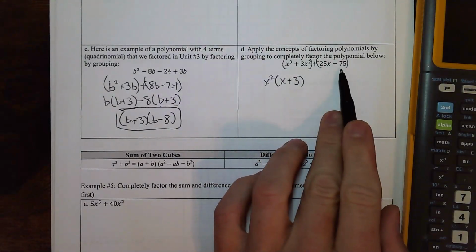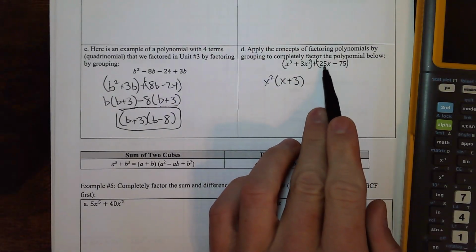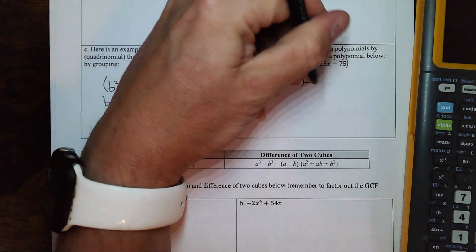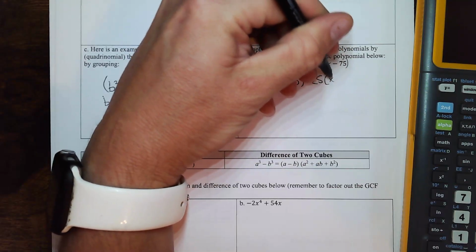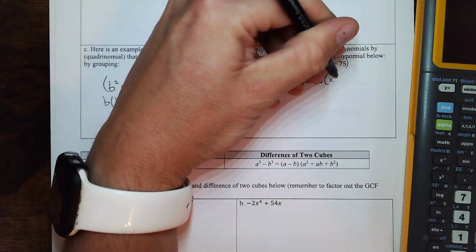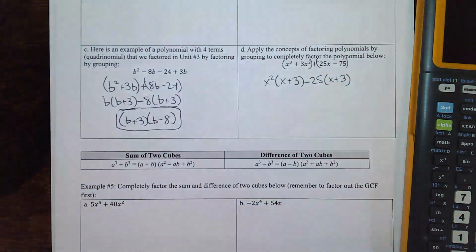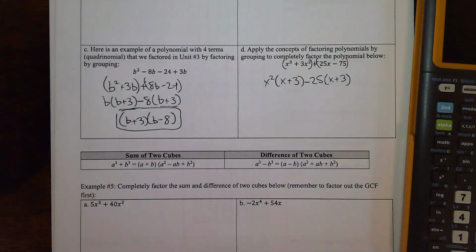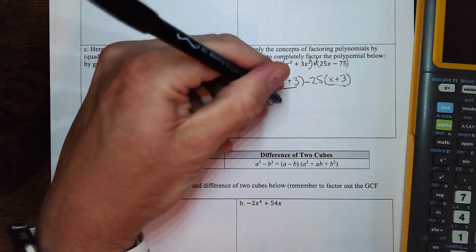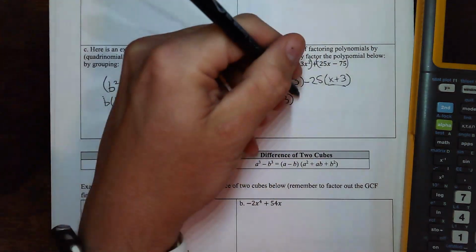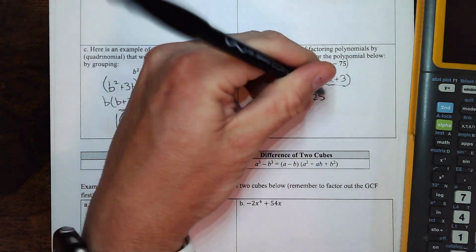What do these two have in common? Well, they have 25, and the leading term is negative, so I'm going to take out negative 25. Negative divided by negative is positive, so it'd be x. Negative 75 divided by negative 25 would be plus 3. So what do these two have in common? They have x plus 3 in common. So I'm going to factor out x plus 3, and I'm left with x squared minus 25.